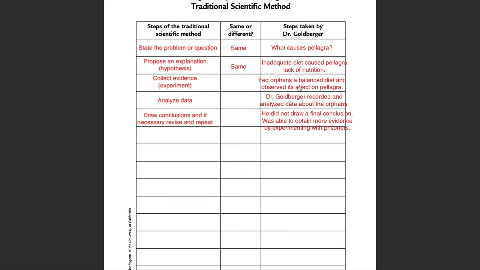Collecting evidence or experiment. Does he have an experiment here? This is where he conducted that clinical trial, that study on the orphans, where he fed them a balanced diet. So these 2 steps would also be the same. Again, please make sure you're following along with me. This should be in your activity 2 note in your science notebook. The 4th step, almost finished, guys. Analyzing data. Was he able to record and analyze data about the orphans? Yes, he observed the effects that switching up their diet had on the orphans, so he was able to analyze and record that data and look it over. So these 2 steps would also be the same.